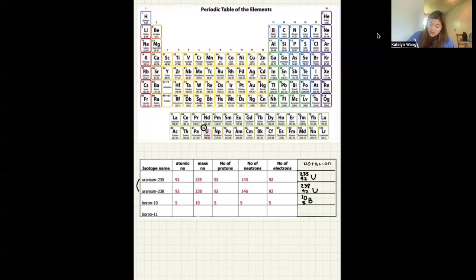Then the last one, atomic number will be 5 because that's the number of protons. Mass number is going to be 11. Number of protons is going to be 5. Number of neutrons is 6 because that is the mass number minus the number of protons. Then finally 5 for the number of electrons. So that is 11 over 5, boron. And once again, we have isotopes of one another because they have the same number of protons, but a different number of neutrons. So that's your crash course on isotopes.